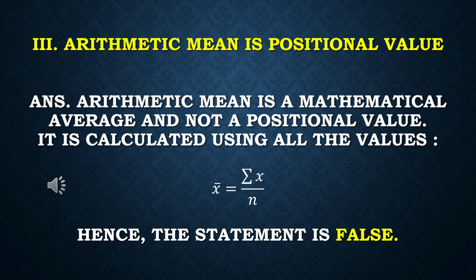The third question of question number 3 is: arithmetic mean is a positional value. So the answer is: arithmetic mean is a mathematical average and not a positional value. It is calculated using the formula x bar is equal to summation of x by n, where x bar is the arithmetic mean, summation of x is the sum of the observations and n is the number of observations. So here obviously the statement is what? It is false, as arithmetic mean is not a positional value.